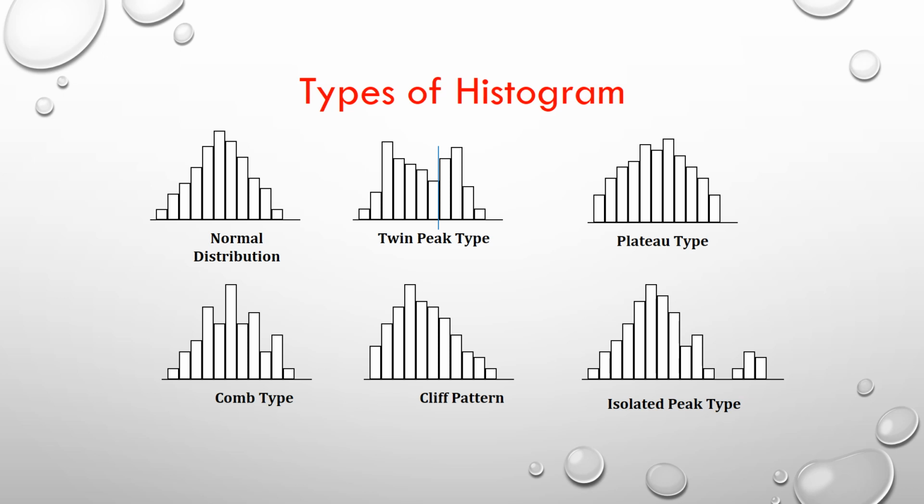Next, the types of histogram are: first, normal distribution or symmetric histogram. Second, twin peak type or bimodal histogram. Third, plateau type. Fourth, comb type. Fifth, cliff pattern. Sixth, isolated peak type. Let's discuss one by one.